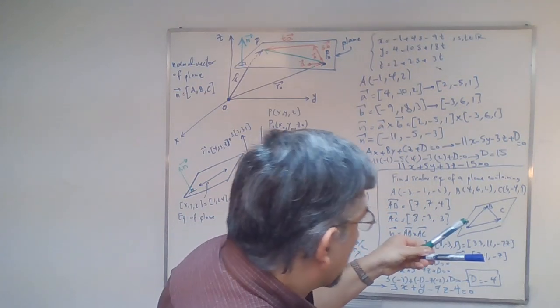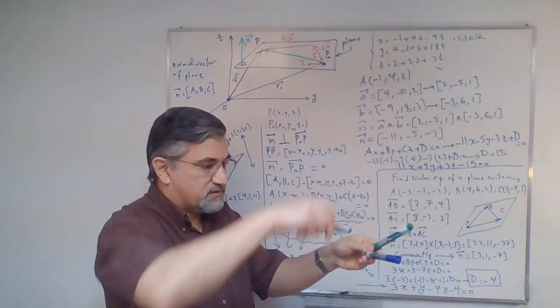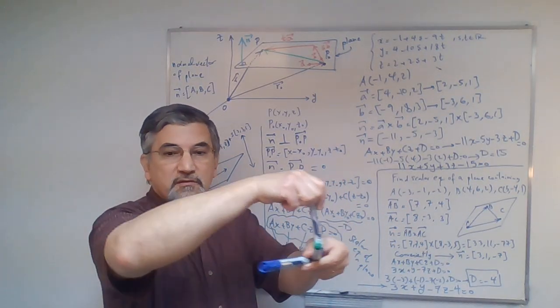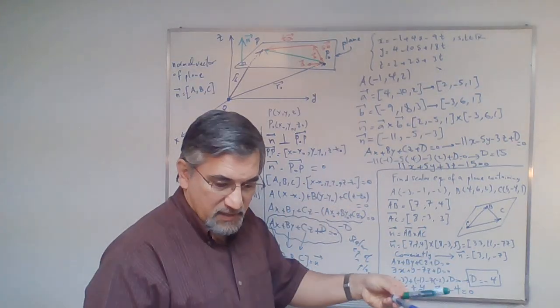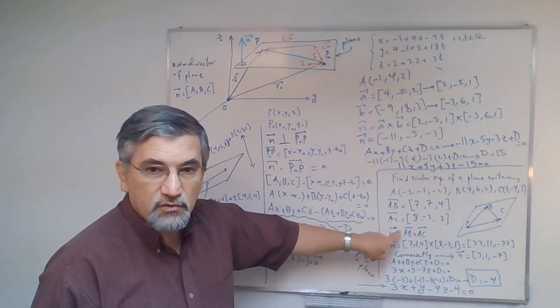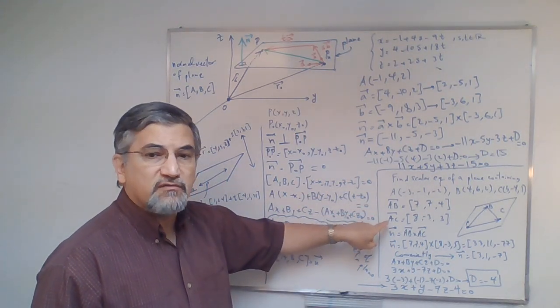Now, we are trying to find the vector that is perpendicular to both of these vectors. So how can you find this other vector? Well, by doing the cross product, right? So we are going to write the cross product of those two vectors, and we're going to claim that that is going to be the normal vector of the plane.